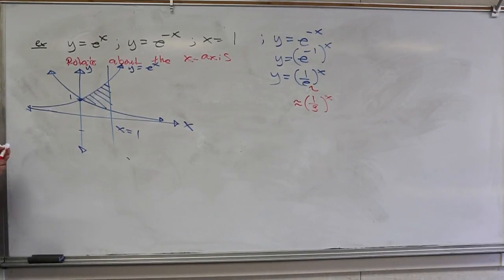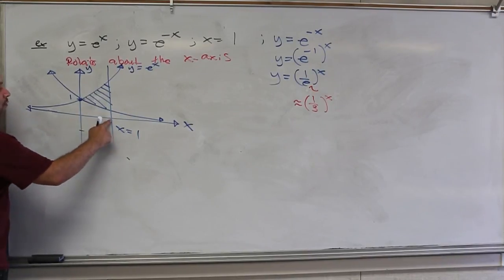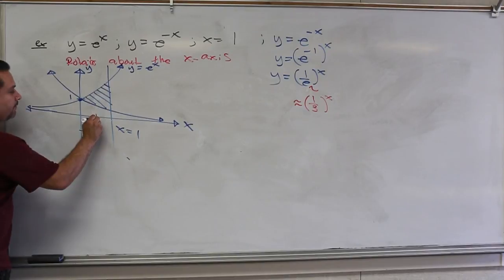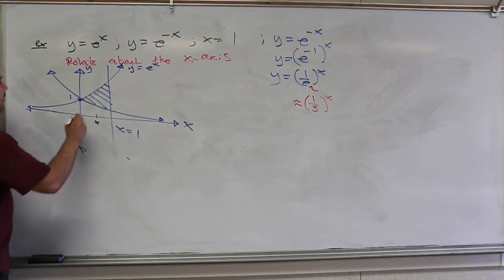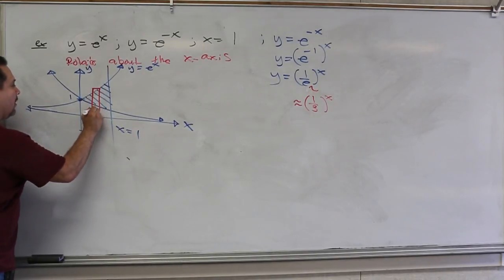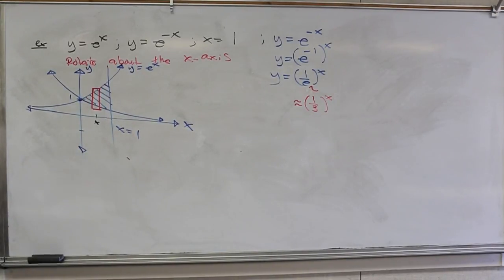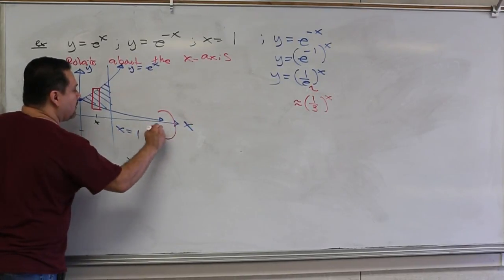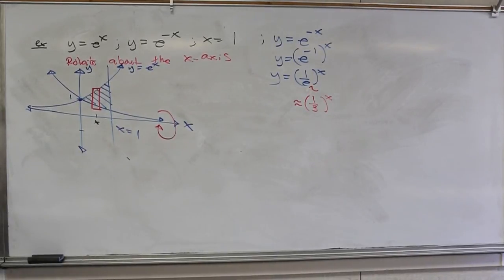Yes, let's draw, for an arbitrary value of x between 0 and 1, let's pick an x value here. Now, if we look at that rectangular strip, you have somewhat of an issue. Because if I take this rectangular strip now and I rotate it about the x-axis, what do you see when I rotate that strip about the x-axis? Do you see anything? Yes, you do.